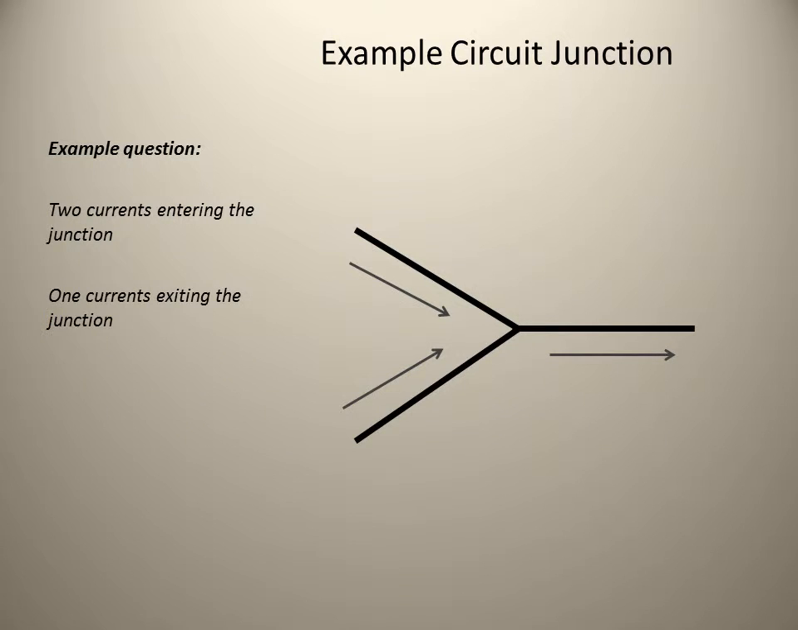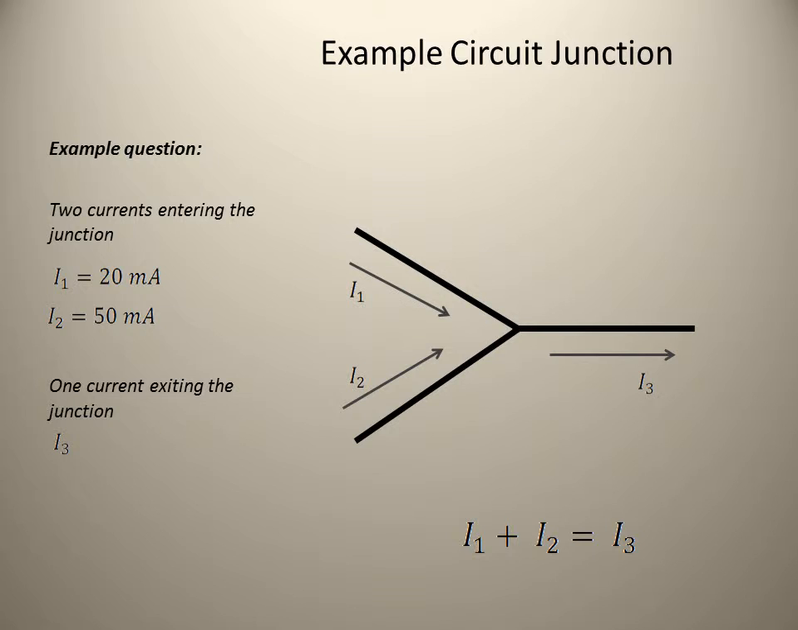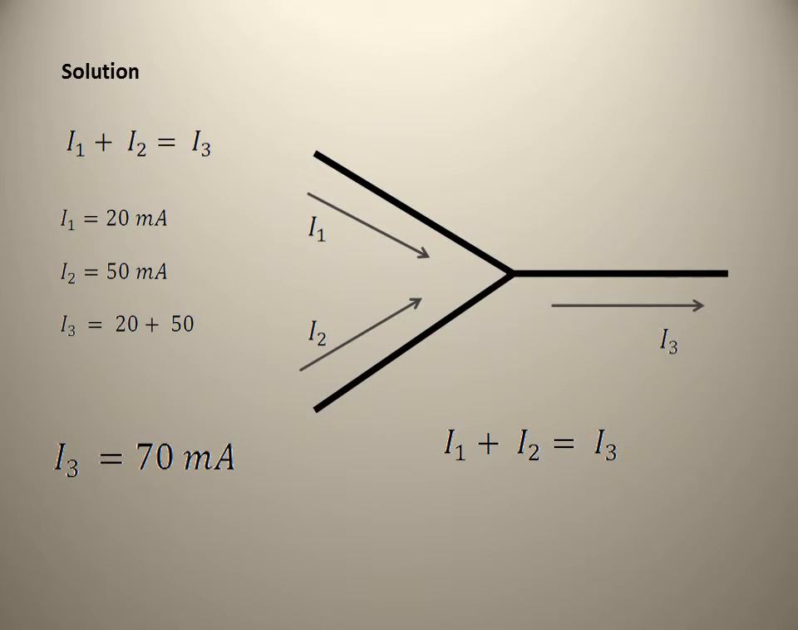We know from KCL that the current flowing into the node is equal to the current flowing out. So we can say that as I1 and I2 are flowing into this node, the current through the third branch must be flowing out. We can then call this I3. From KCL, we know that I1 plus I2 equals I3. Using this equation and the known values for I1 and I2, we can say I3 is equal to 20 milliamps plus 50 milliamps. This means I3 is equal to 70 milliamps, and we have our solution.